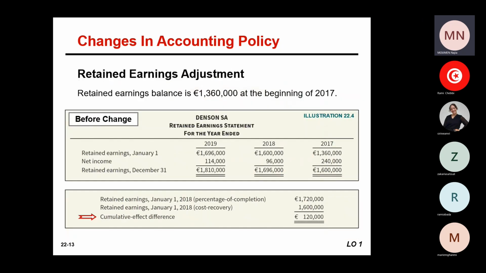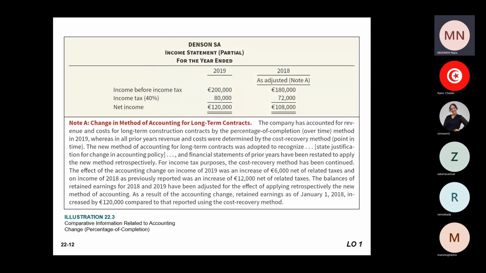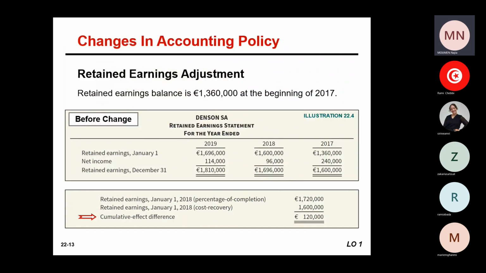You see here, as we just said, for each financial statement line item affected, and basic and diluted earnings per share, and also for each current period and each prior period to the extent practicable. So it can be 1 year prior period or more. As for the custom in financial reports, most businesses are likely to provide no more than 2 prior periods, the current period and 2 prior periods, for comparability, to show the historical trend in their financial statements.